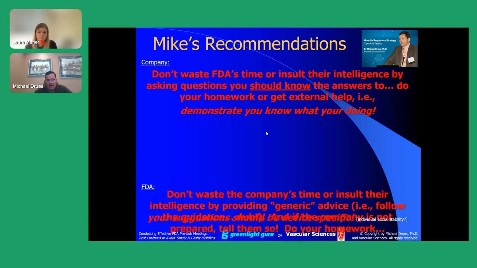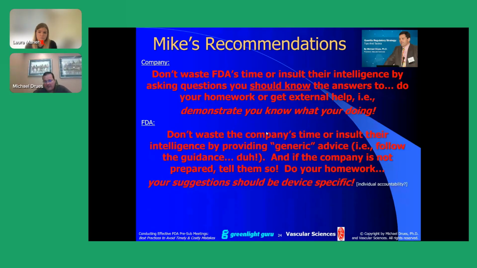And similarly, on the FDA side of the table, please don't waste the company's time or insult their intelligence by providing generic advice. I see this all the time. FDA comes back with some very generic feedback like, well, follow the guidance document. Well, duh, gee, I hadn't thought about that before. Thank you for letting me know. Right. So if the company is not prepared, then FDA, you should tell them that they're not prepared. And you should tell them quite literally, don't waste our time. Come back to us when you have something to talk about.